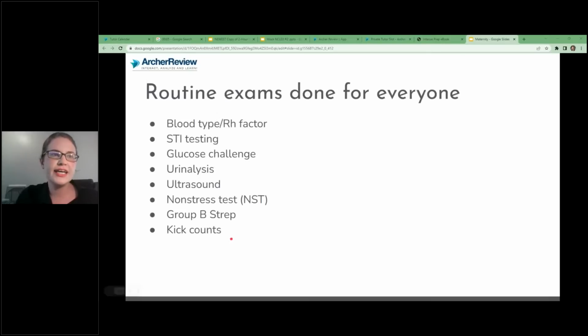Okay, so when we're looking at antepartum testing, there's a couple tests that really take a lot of explanation. The blood type and Rh factor, the glucose challenge test, and the non-stress test. Those come up a lot on the NCLEX, so I'm going to talk about those in future slides. But let's quickly talk about the other ones.